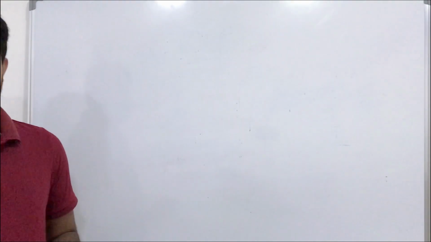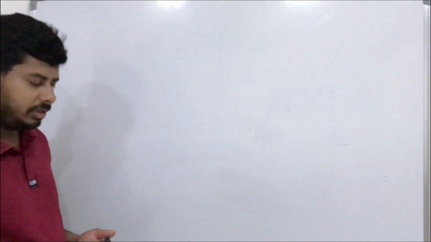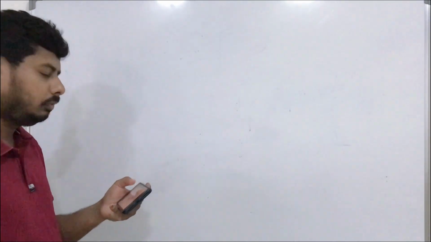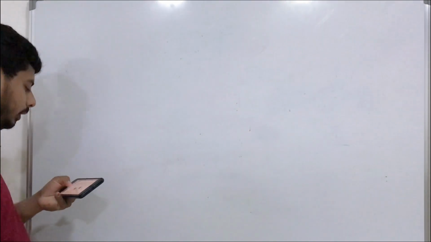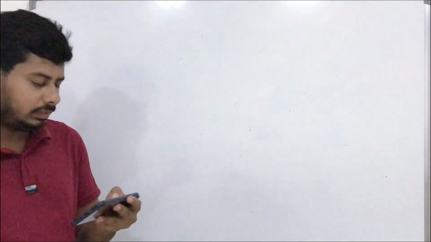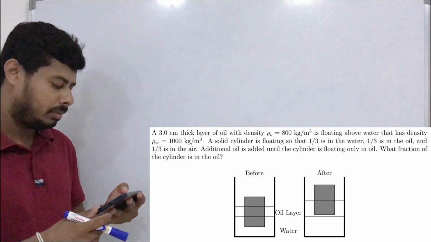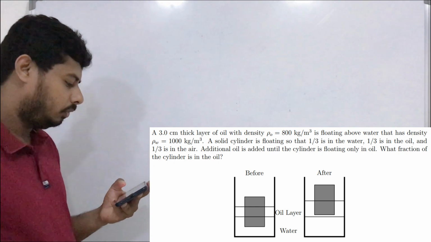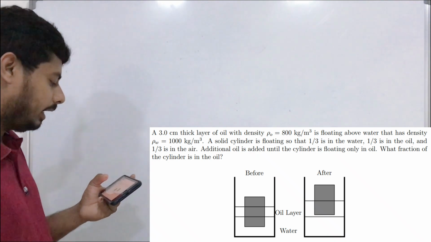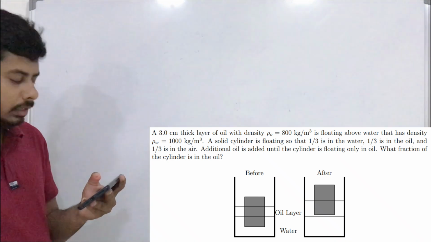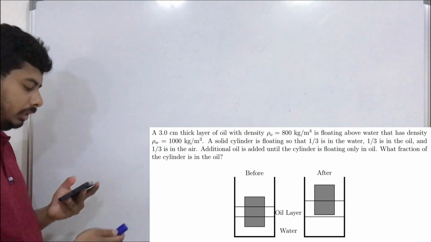Going to discuss a question related to Archimedes' principle. So we will go directly to the question. The question is, a 3 centimeter thick layer of oil with density rho naught 800 kilograms per cubic meter is floating above water that has density rho w 1000 kilograms per cubic meter.